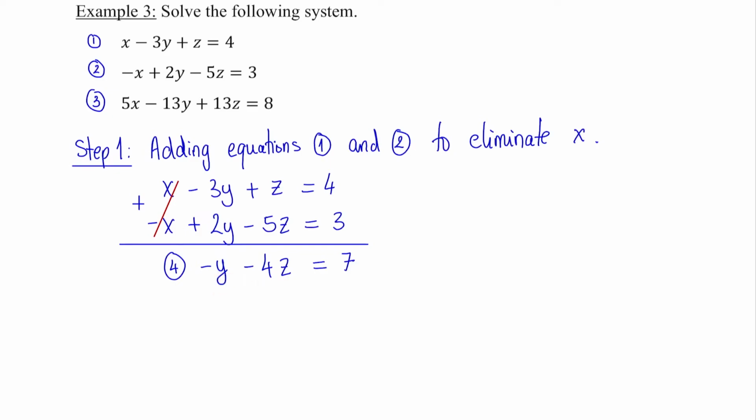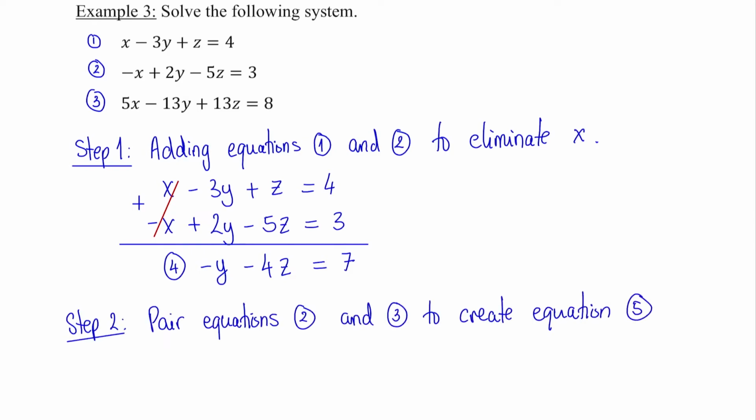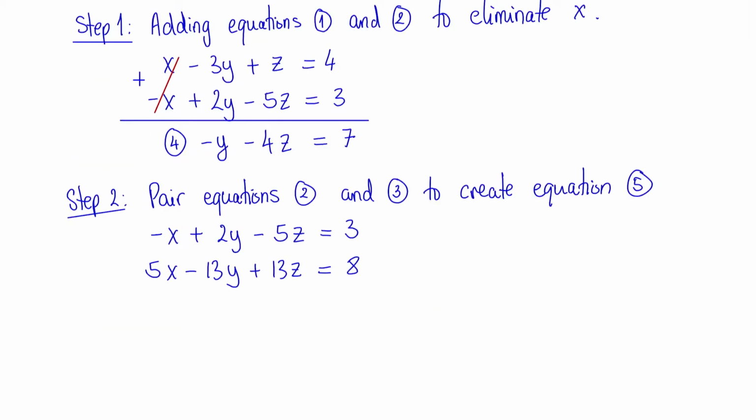Equation 5 must also be in terms of y and z. I already used the combination of 1 and 2 for equation 4. So for equation 5, I can use 1 and 3 or 2 and 3. In this case, I am going to use 2 and 3. So this is my equation 2 and this is my equation 3. I want to combine these two equations to eliminate x.